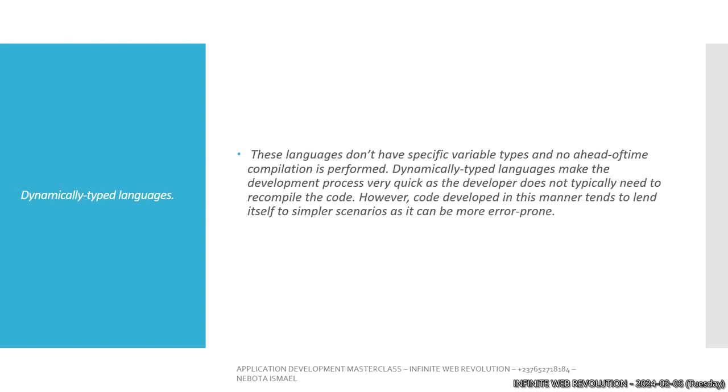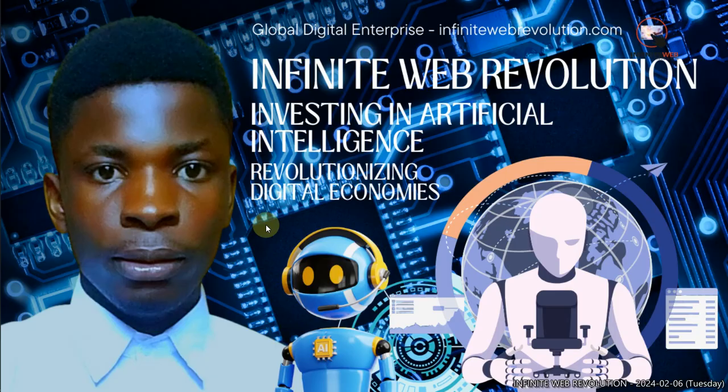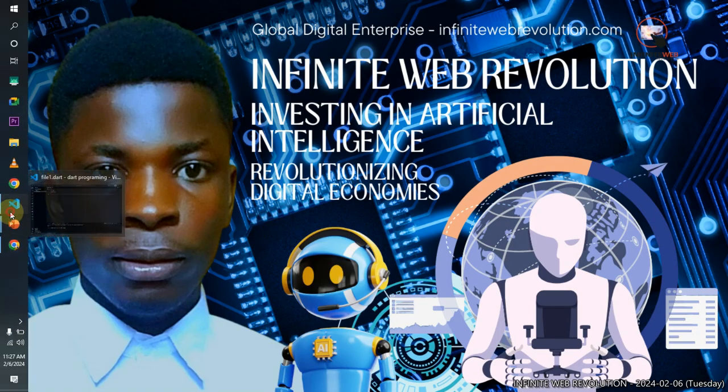So if you notice, the next is dynamically typed languages. Now these languages don't have specific variable types and no ahead of time compilation is performed. Dynamic type languages make the development process very quick, as the developer does not typically need to recompile the code. However, the code developed in this manner tends to lend itself to simpler scenarios as it is prone to error. Let's work on this.